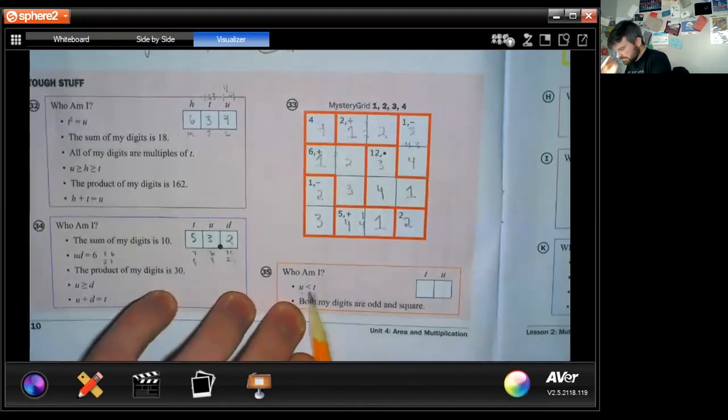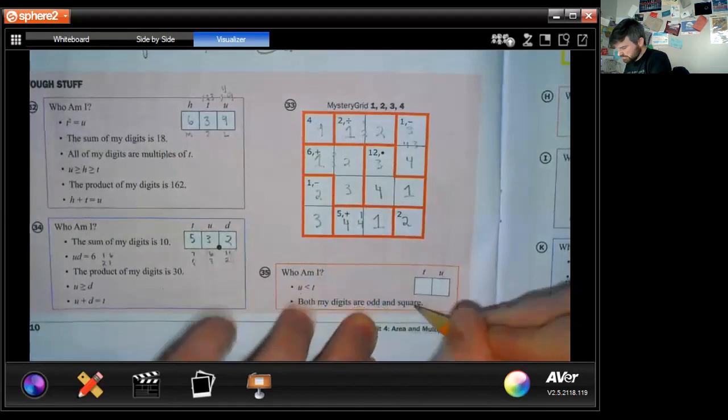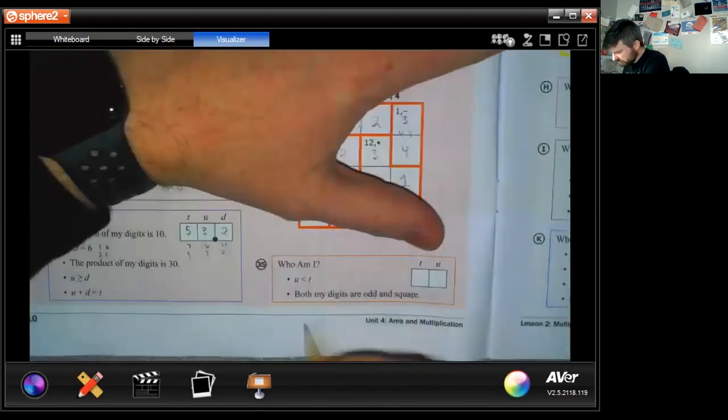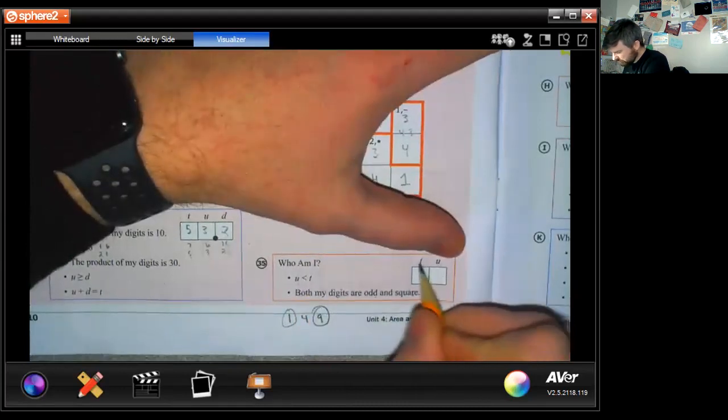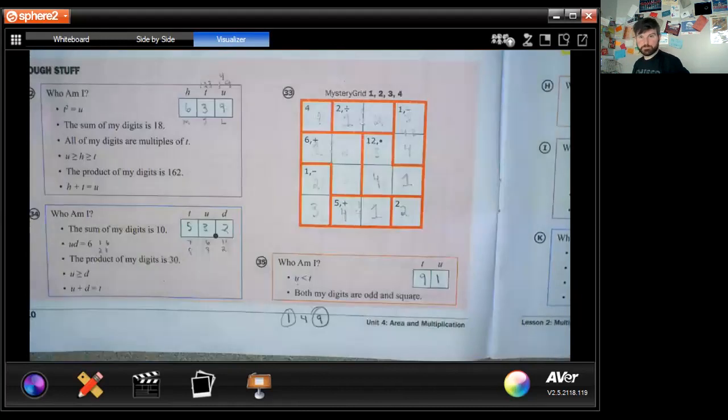Okay, who am I? U is less than T. Both my digits are odd and square. Okay, so your square numbers are 1, 4, 9, 16, but I can't do that. Odd and square would be 1 and 9. U is less than T. So U is smaller than T. So 1, 9. So 91.